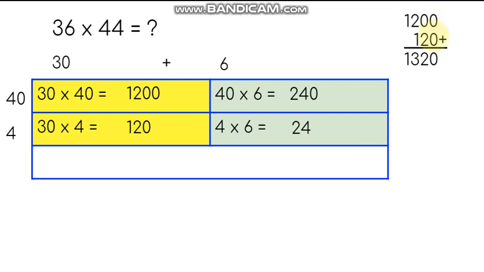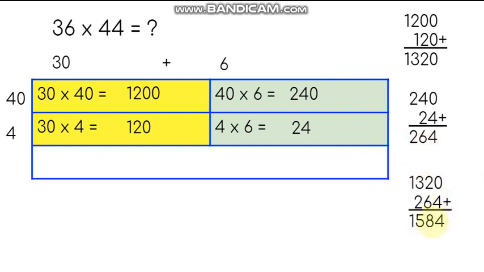120 plus 1200 is 1320. 240 plus 24 is 264. Then we add both numbers, so we got the result, which is 1584.